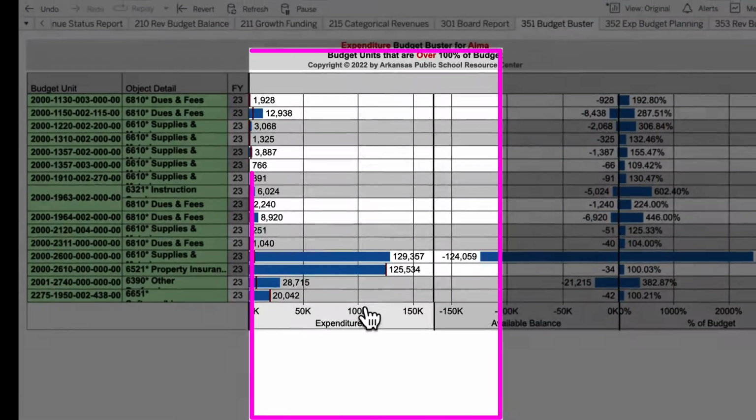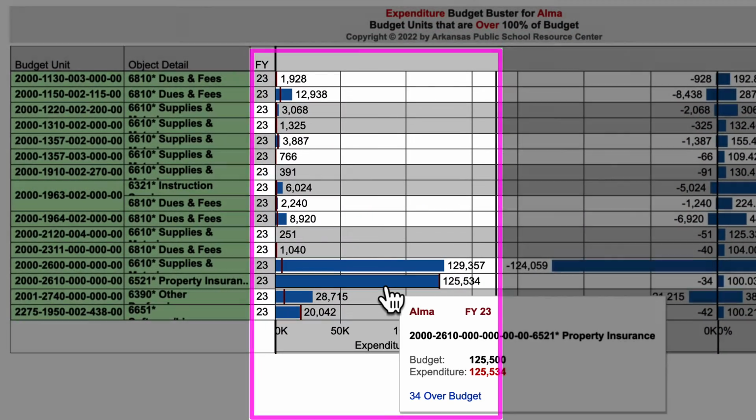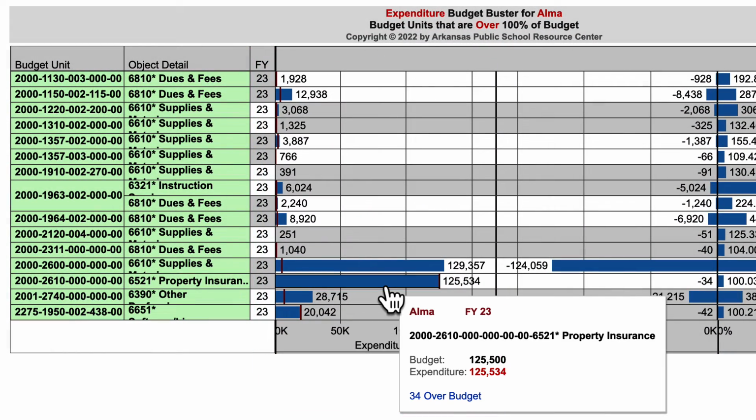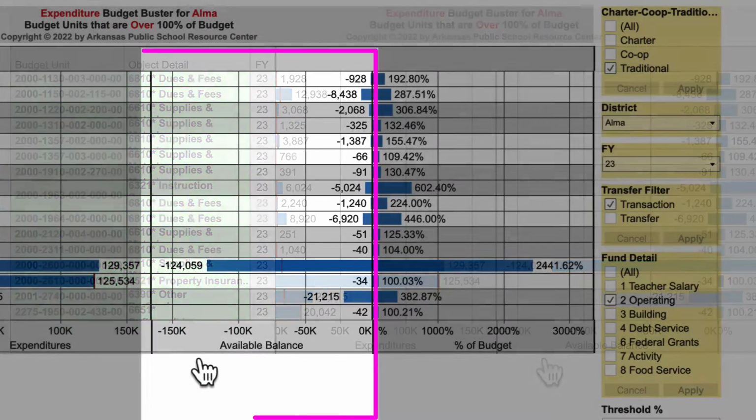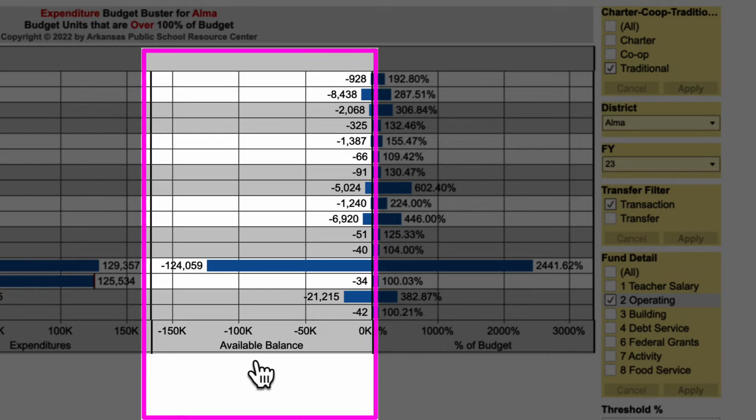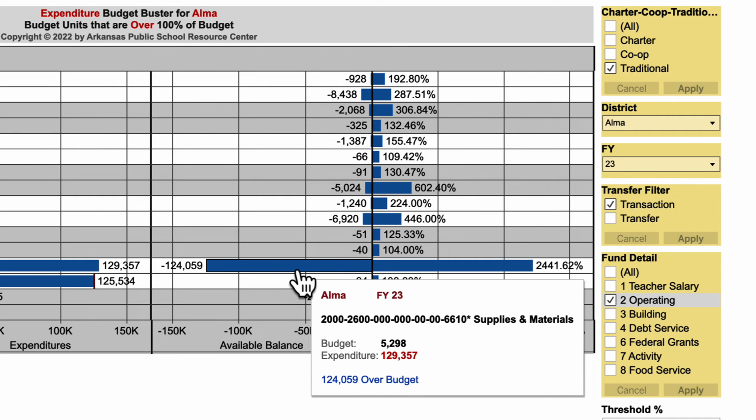Looking in the first column, it lists the expenditures. This is the amount that was spent. You can see how much was budgeted and how much was spent. The second column lists the available balance. So if you have a large negative number, that means you've gone over budget by that amount. So that might be an item that you need to look at.